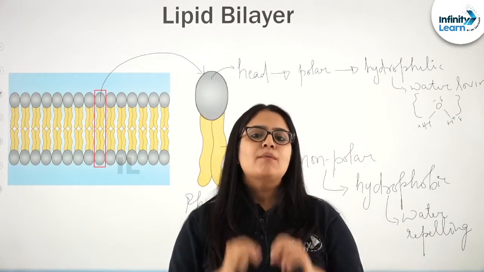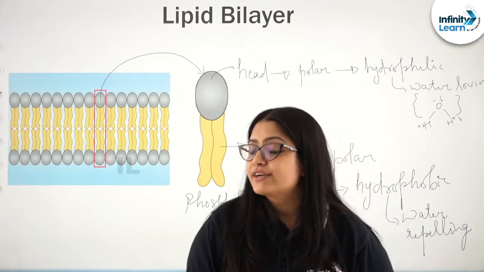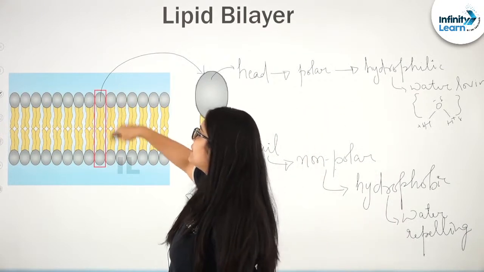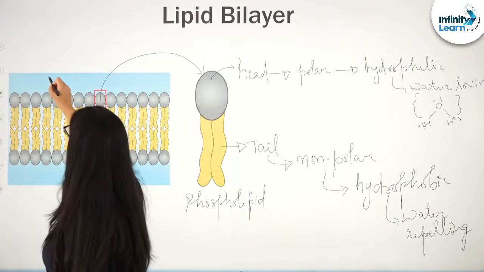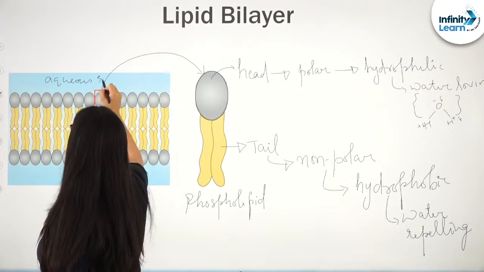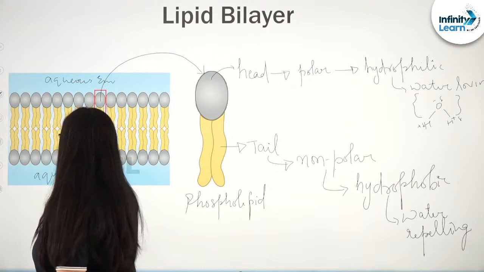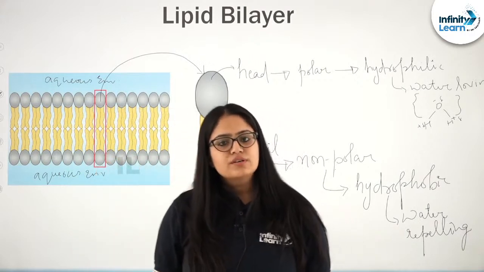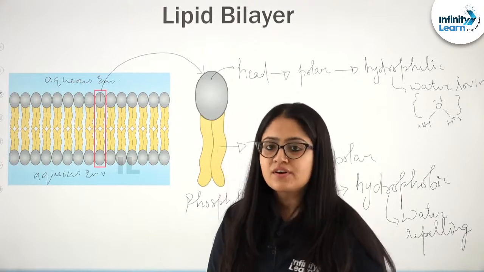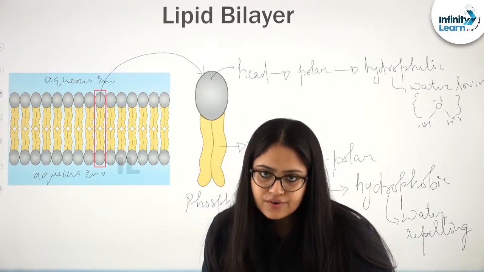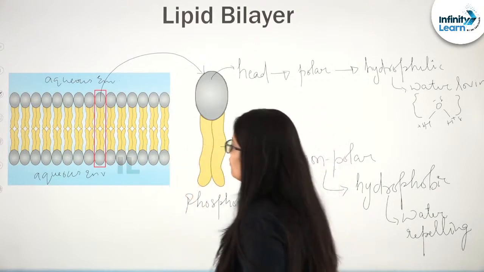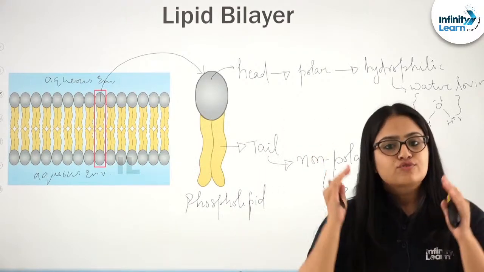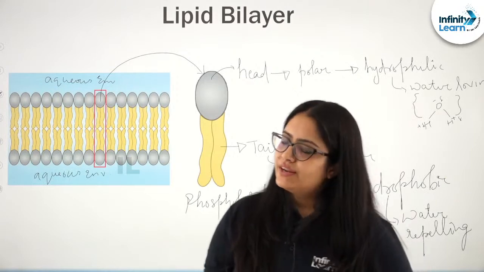Or you can say the tail portion is somehow protected from the aqueous environment. Yes, because on both sides of this lipid membrane there is an aqueous environment, here also and here also. As you know, the head portion loves water or can form bonds with water, but the tail portion does not like water, right? So the arrangement is done in such a way that the tail portion is protected from the aqueous environment. And why is it done so? So that the stability of the plasma membrane can be maintained.